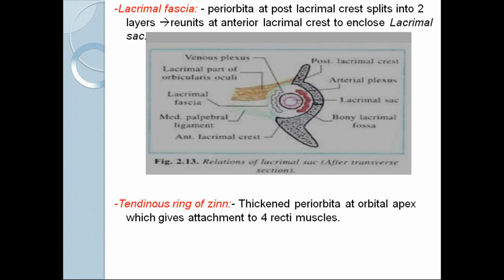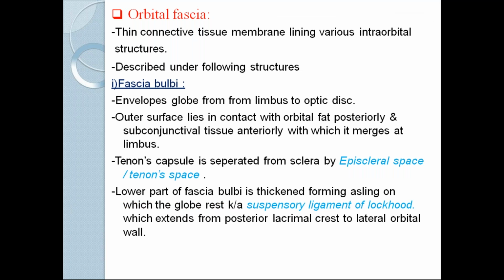Okay, this is the annulus of Zinn, from where all these recti muscles take their origin. Okay, next slide. Then you have this orbital fascia. You read about orbital fascia. Coming to the orbital fascia, it is a thin connective tissue membrane lining various intraorbital structures. So coming to fascia bulbi, it envelopes.